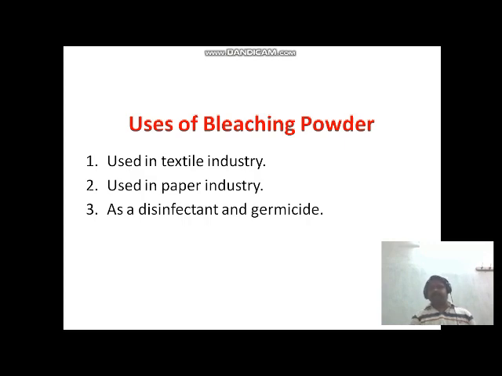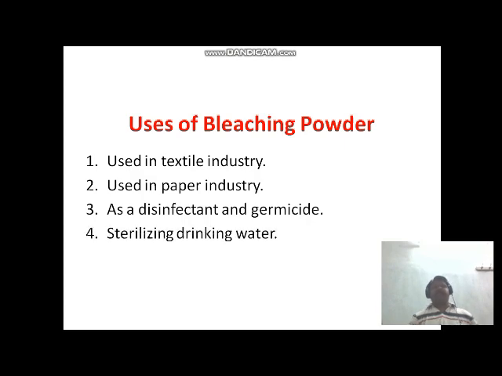So that's why it is used near drainages. Why? Because near drainages so much bad smell comes, and bacteria and germs are produced. So to kill those germs and bacteria and stop the bad smell, if you place some bleaching powder near the drainage, it will definitely stop the smell and kill the germs and bacteria present in that area. That's why it is used as a disinfectant and germicide.